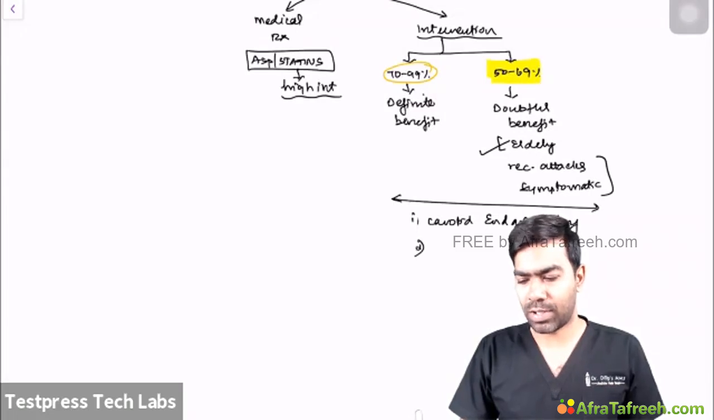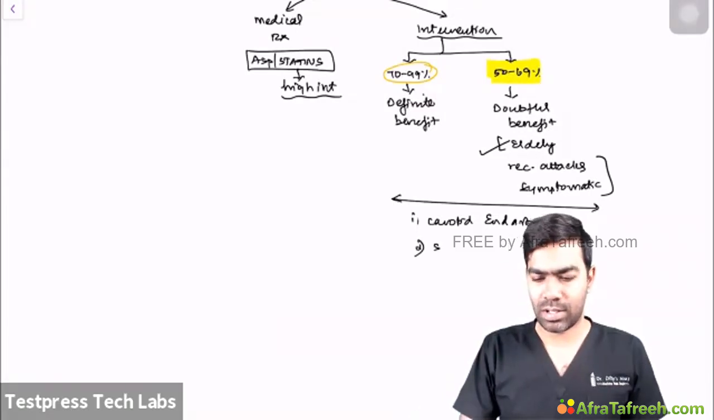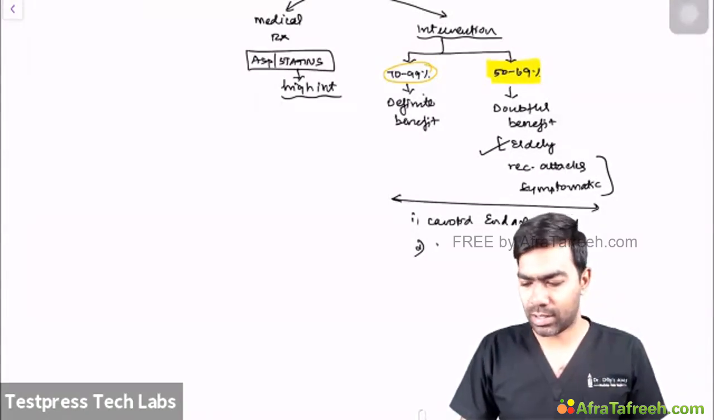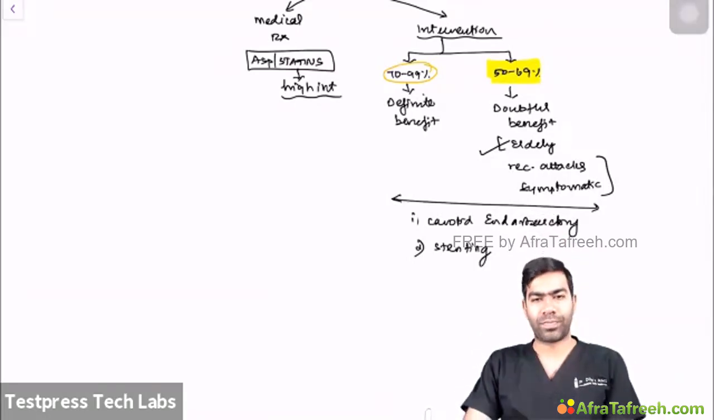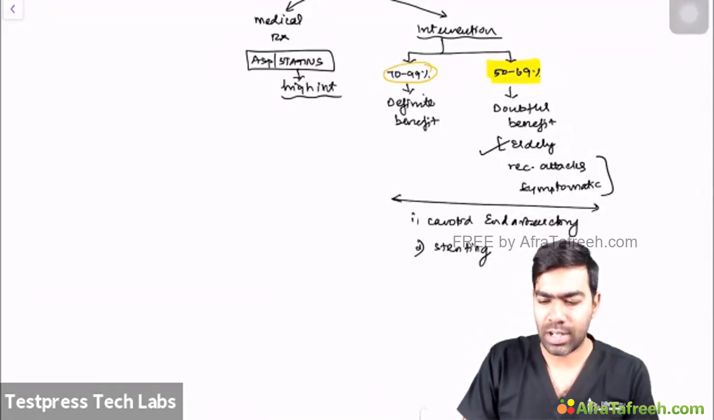And the second one, we have something called stenting of the carotid artery. Out of these two, what we generally prefer is the carotid endarterectomy only.